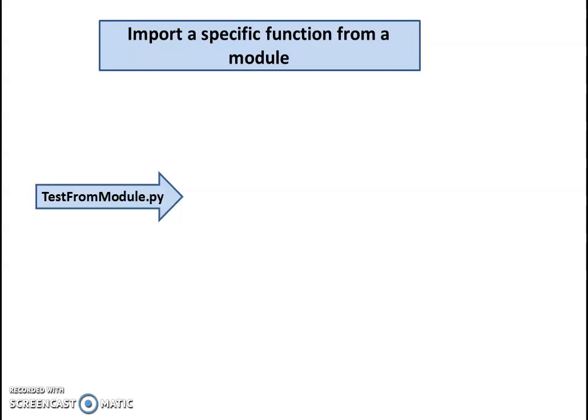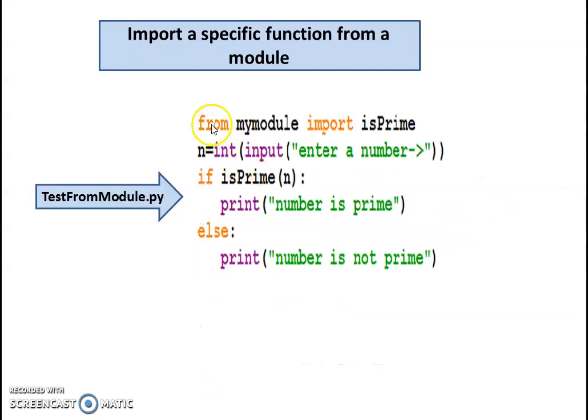So far we have imported all the functions of a module. We can also import a specific function from a module. To import a specific function, we write the from statement. We write from, then the module name, import, and then the function we want to import from that particular module. So here we have imported only the is prime function of my module. Next we are taking input from the user, as we have seen this particular code in the earlier Python file.